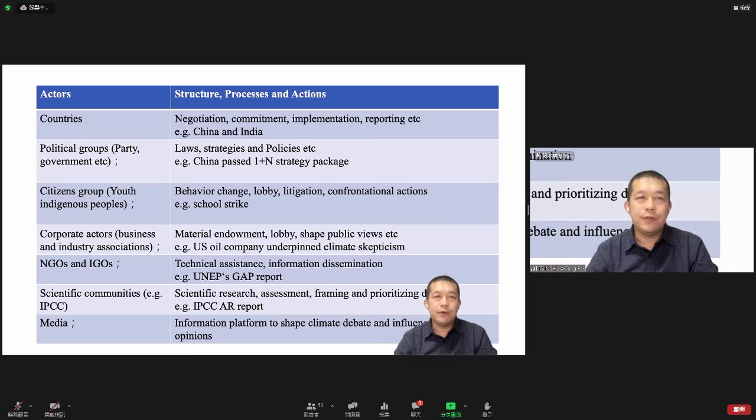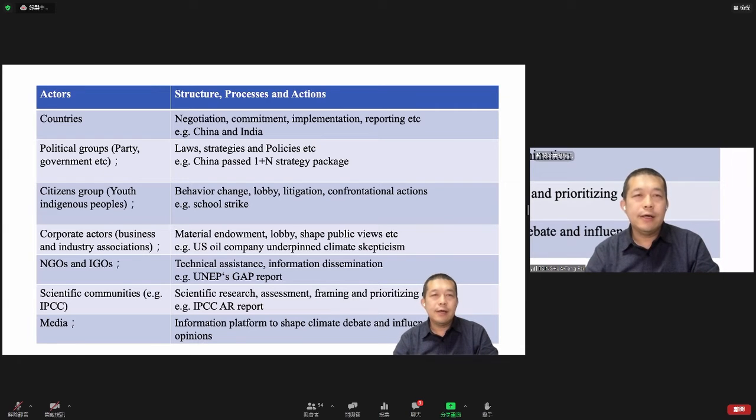And also the scientific community is very important because climate change is basically a science-based governance, which is built upon concrete scientific knowledge. So the scientific research assessment will frame and prioritize the discussion. For example, the IPCC assessment report, you have known this report in previous lectures many times, and they have huge implication on the governance. And last but not least, which is the media.